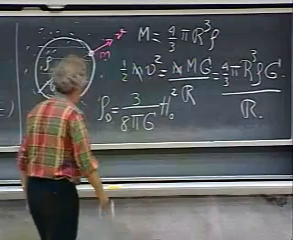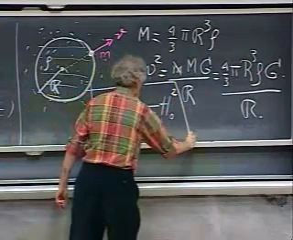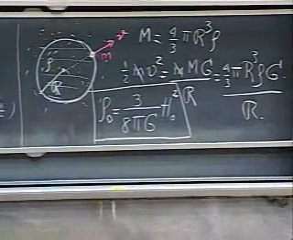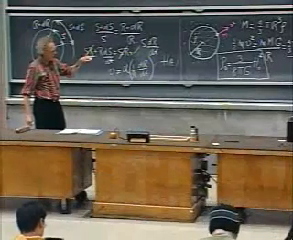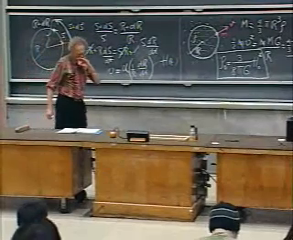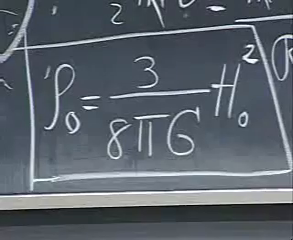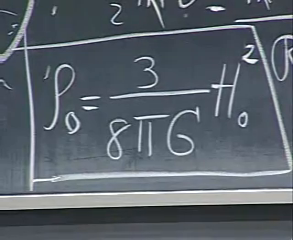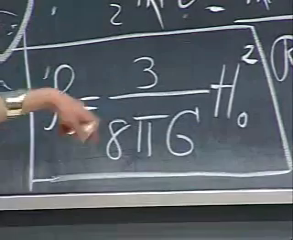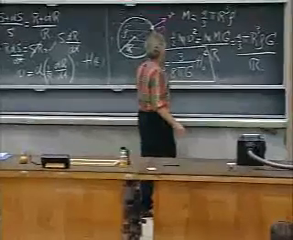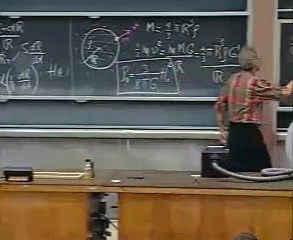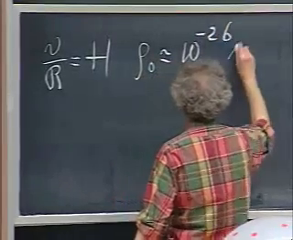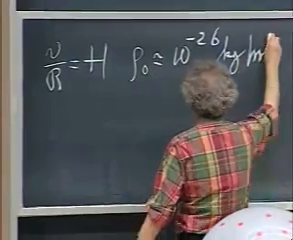times H0 squared. And so this tells me that if the density, the average density of our universe, is larger than this value, then our universe will come to a halt and will collapse. And we can calculate that value because we know H0, we think we know G. And so you will find then, I'll write it down here, that rho 0 is about 10 to the minus 26 kilograms per cubic meter.